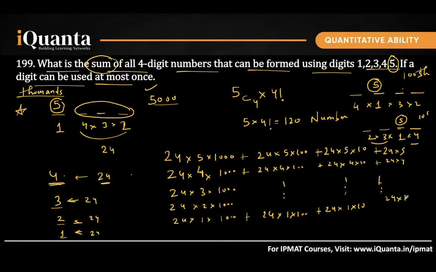Why am I explaining this? See, there's a shortcut to this problem, but it only makes sense if you remember the functioning. Okay, so this is the function. If you now find out the sum, what do you see in each and every number? 24 into 5 is there, which is common in all the numbers.